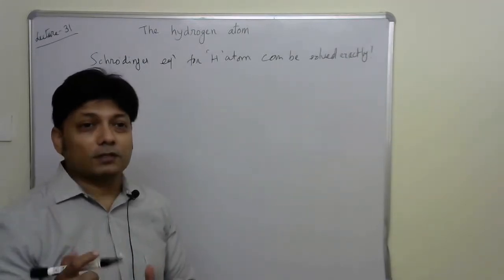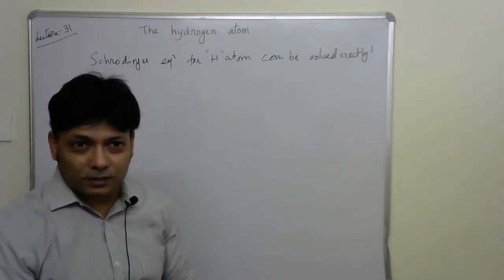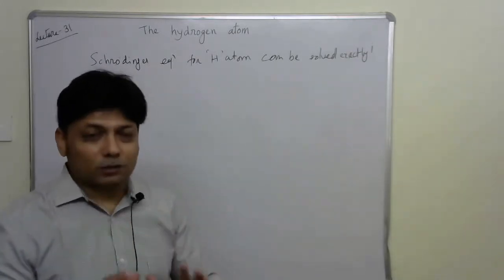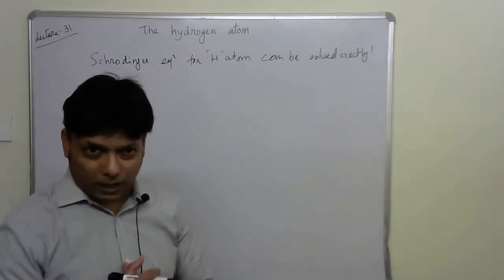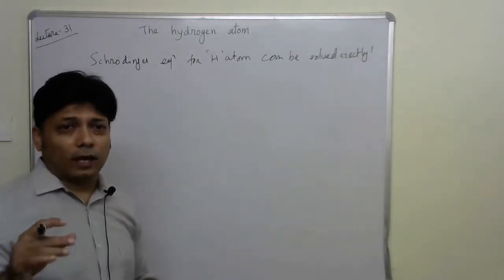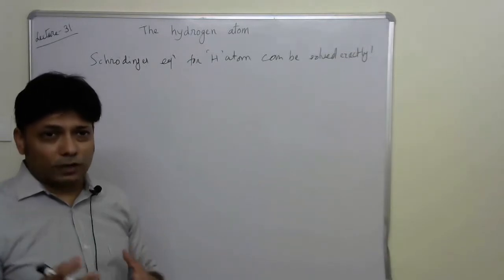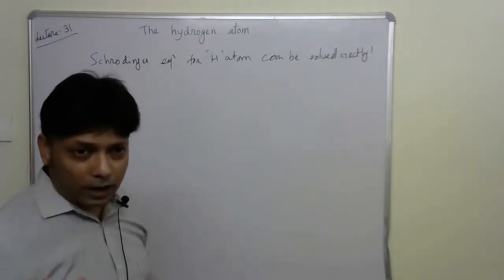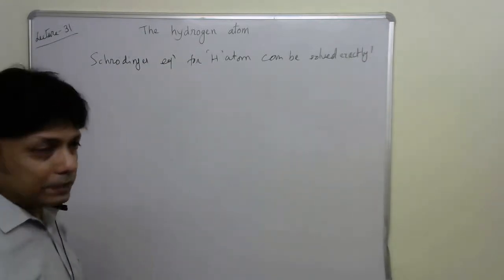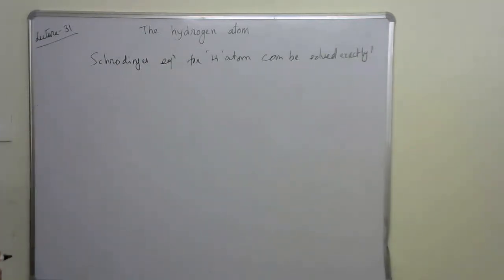So what happens with the other atoms? Obviously the Schrodinger equation can't be solved exactly for those atoms. We will come to that question, why not, and how we came to know the energy levels of the orbitals of other atoms. We'll address that at a later point.